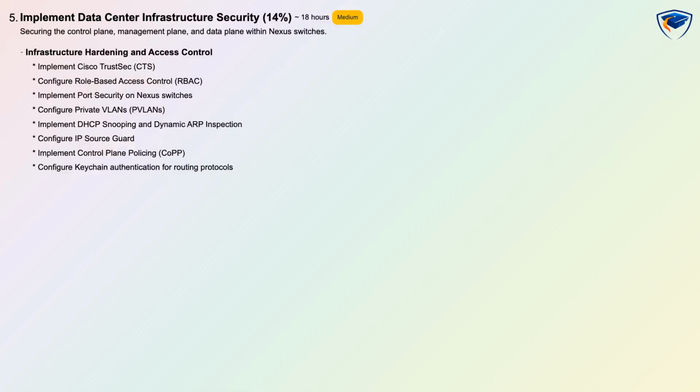You will also configure DHCP snooping, dynamic ARP inspection, IP source guard, control plane policing, and routing protocol keychains to protect the fabric and administrative access.